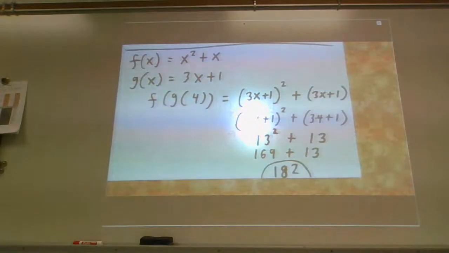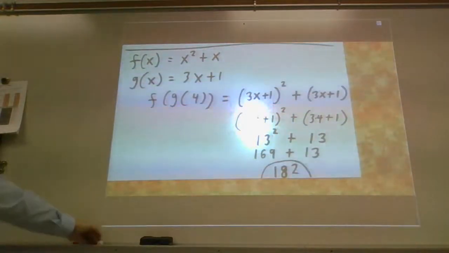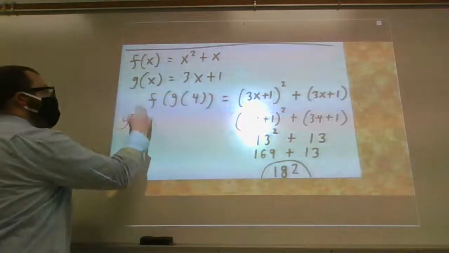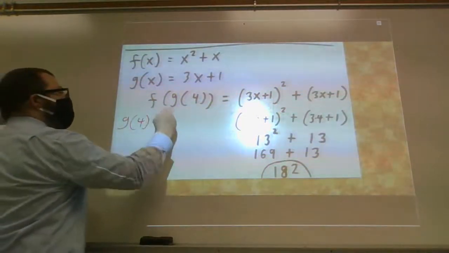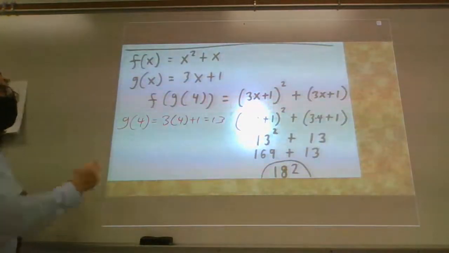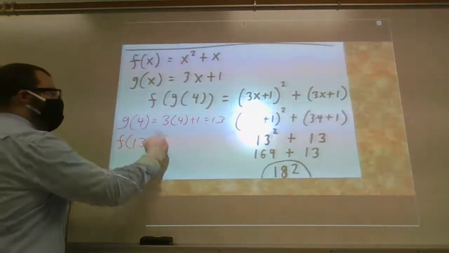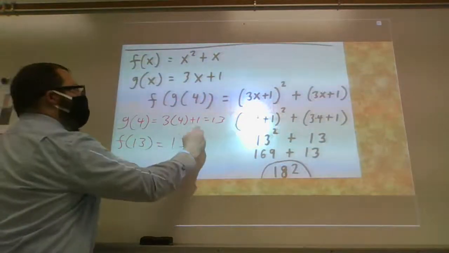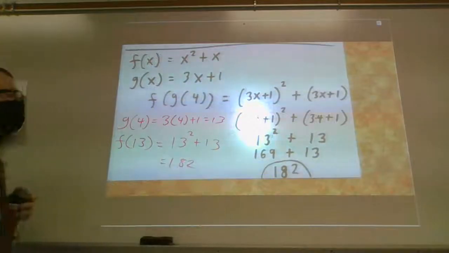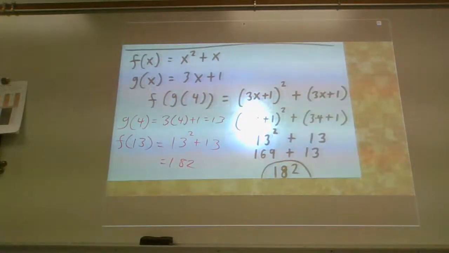There is an alternate way of doing this, and I'm not going to write it into my notes, but I'll put it up on the board just so you can see it visually. The alternate way would be to first simply do g of 4, which would be 3 times 4 plus 1, which is 13. Then you would just evaluate f of 13, which does get you the same calculation. It just takes it on a slightly different track.